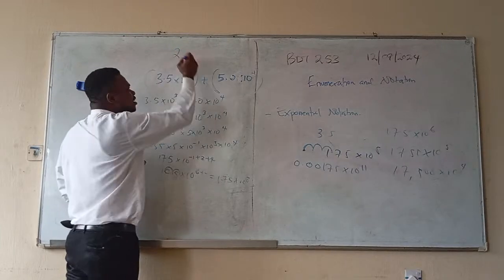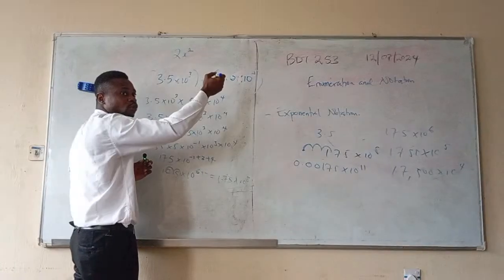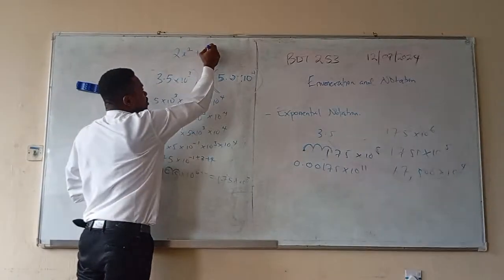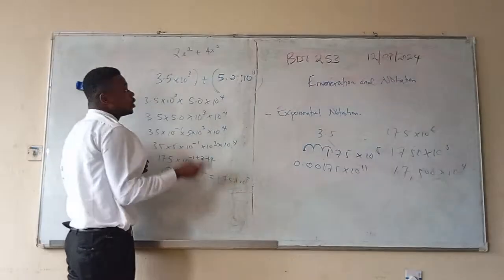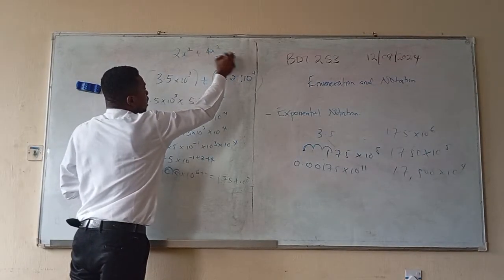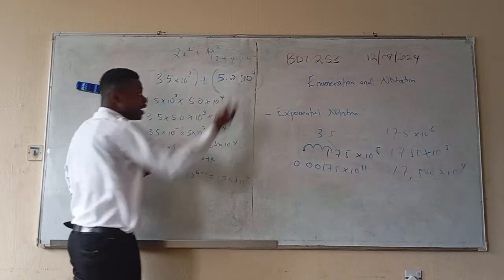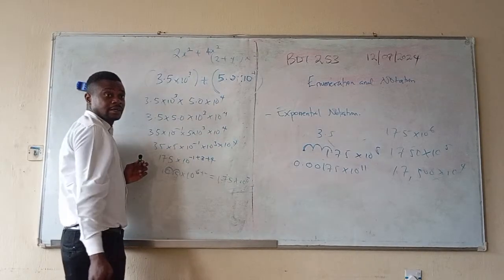We are saying 2s squared plus 4s squared, for example. Now you can bring out the common factor, which is s squared, and do your thing. You can do that one.